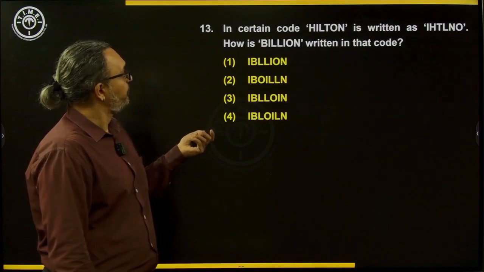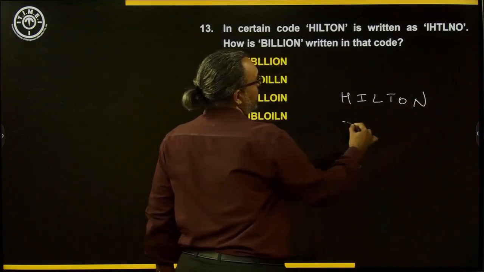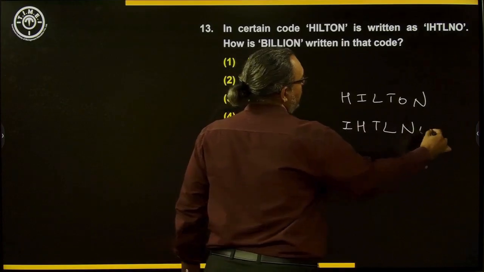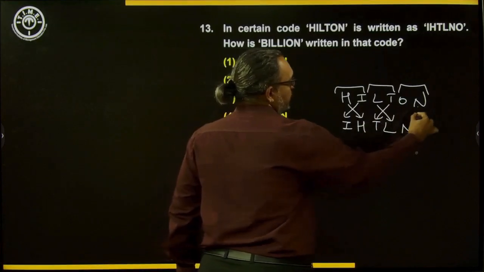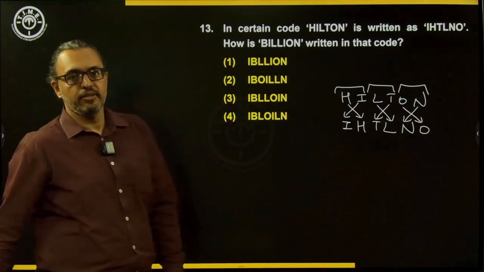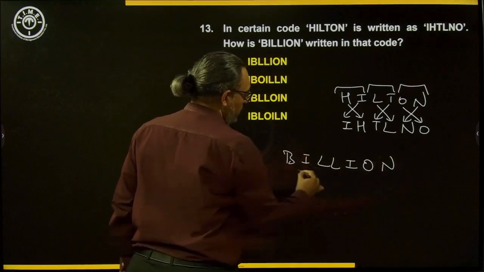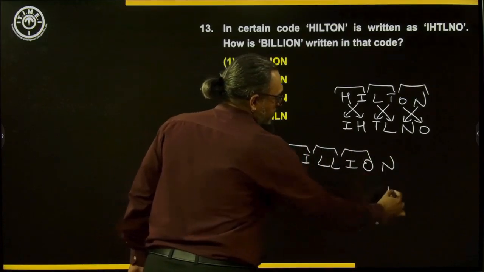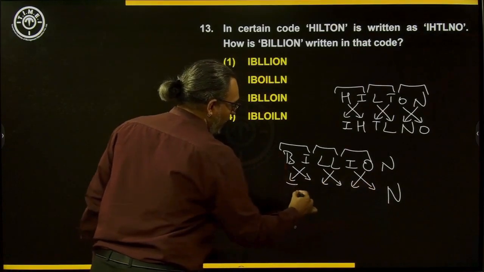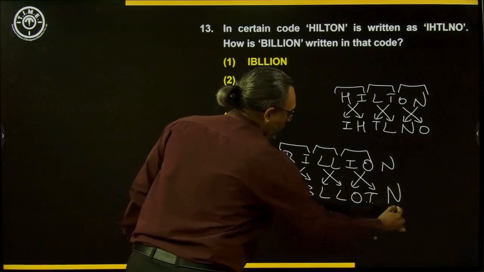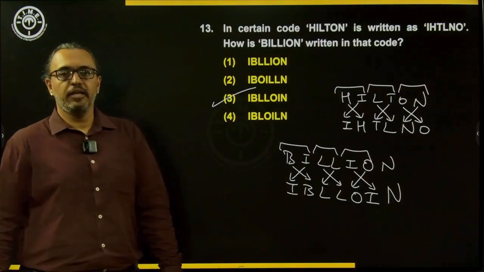Okay. Then next one. Now you have the word Hilton in a certain code. Hilton is written as IHTLNO. As you can see, two pairs of letters are exchanged their positions like this. So same way you do for billion, BILLION. So you take two letters, N is going to be as it is, you exchange. So you have IBLLOIN. So IBLLOIN available in third option. Correct?